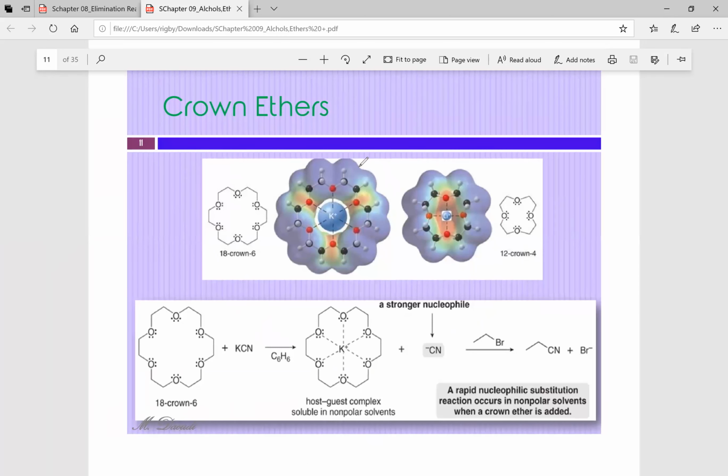And so then we can use these in order to make nucleophiles stronger and to make a better SN2 reaction. This is a little advanced, but I recommend reading about it and learning about it.